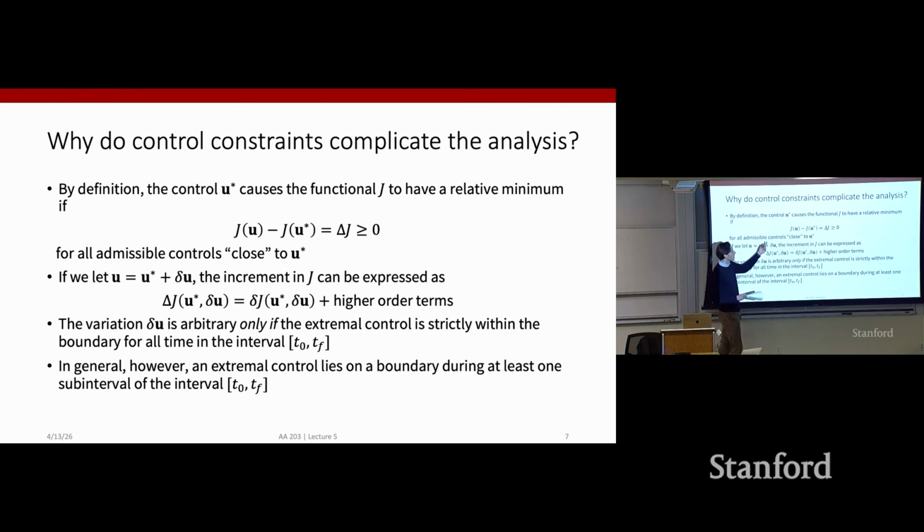And in order for a candidate u star to be a minimum, or a relative minimum, we want this increment to be greater than 0, right? So exactly as in the finite dimensional case.